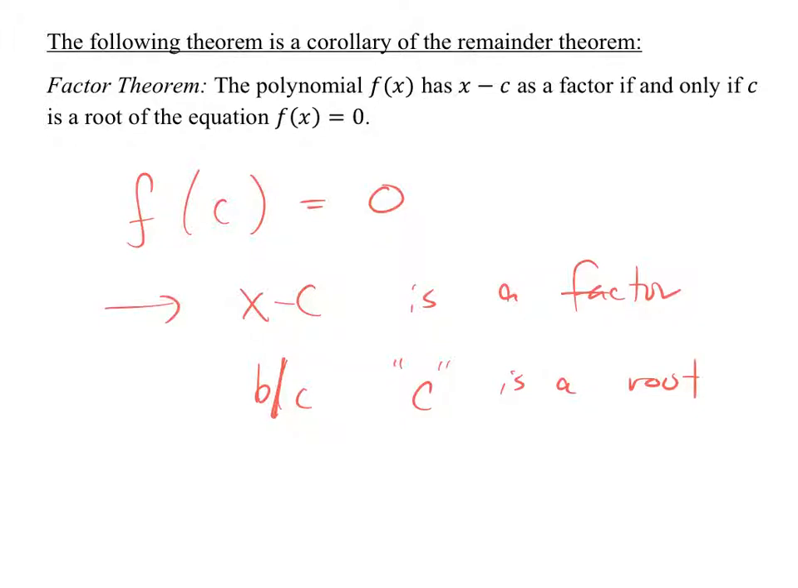Again, when something is a root, it means when you plug it into the function, you get 0. We call it a root of the equation, or a 0 of the function, or the x-intercept of the graph. Pretty much when you plug a number in, if you get 0, you get an x-intercept, a root, whatever it is. That's why x minus c is a factor.